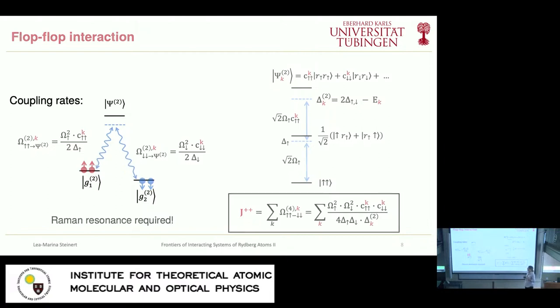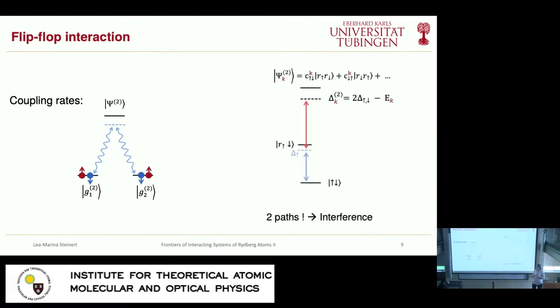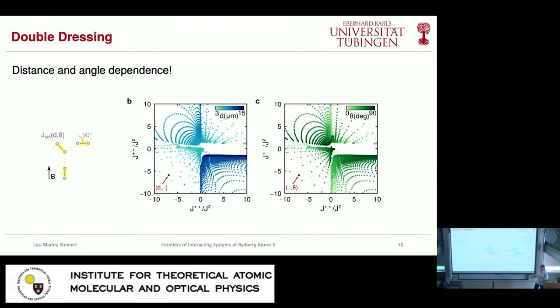All right, so let's continue with the flip-flop interaction. It's rather similar. We have a look at the excitation scheme to the Rydberg manifold via the singly excited state. But this time, we have two excitation paths possible, meaning that if you choose your detuning correspondingly, you're able to vanish flip-flop interactions purely by laser parameters. This is what you also see in this formula for the effective two-photon Rabi coupling. If you choose your detunings to have the same amplitude but opposite sign, the flip-flop interaction vanishes.